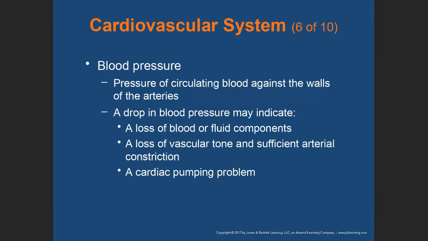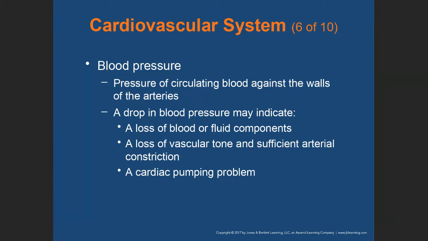Blood pressure: pressure of circulating blood against the walls of the arteries. A drop in blood pressure may indicate a loss of blood or fluid components, a loss of vascular tone, or insufficient arterial constriction. So it's either too much blood loss, or something is causing the blood vessels to dilate too much, or something is directly wrong with the pump, which is the heart.